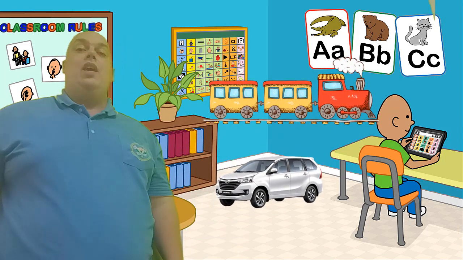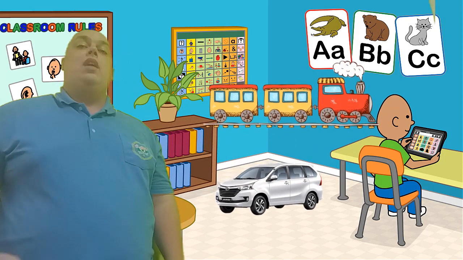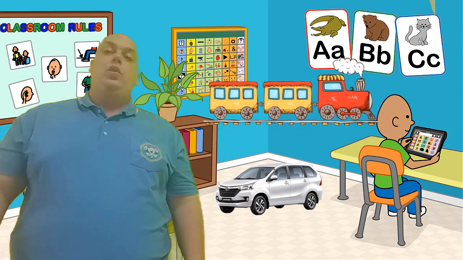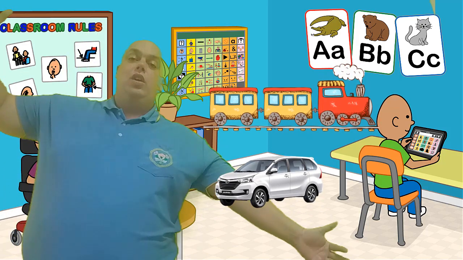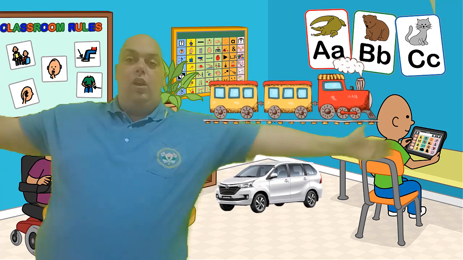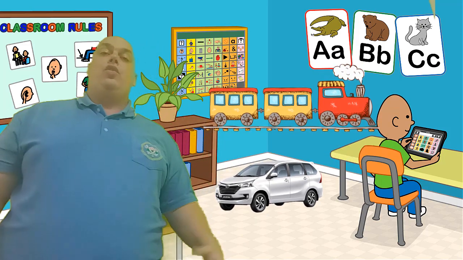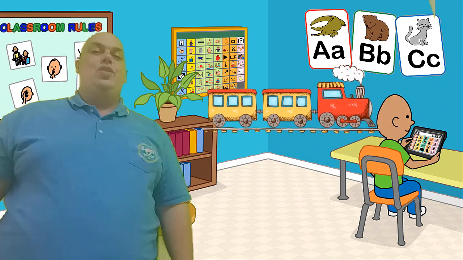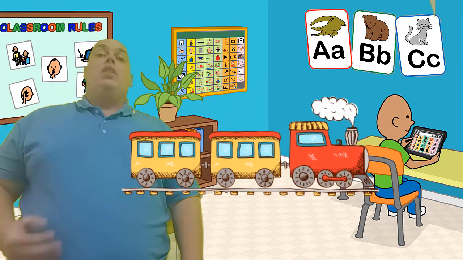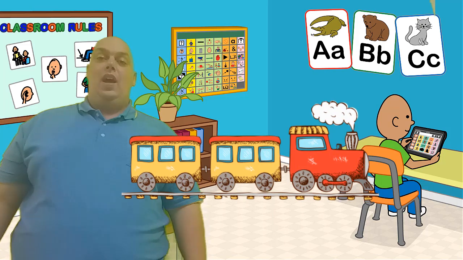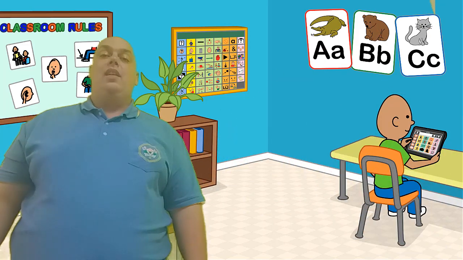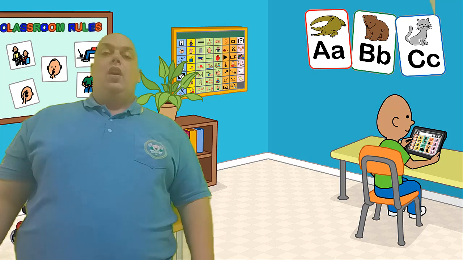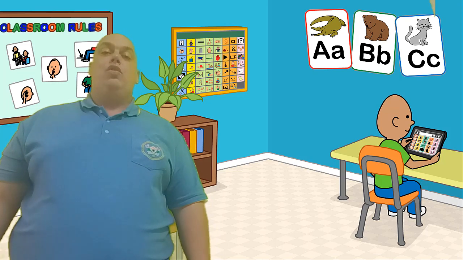Okay, so let's have a look at these two pictures over here. Over here you can see a train and a car. Now, out of these two pictures, which one do you think is longer? Which one is longer? Is it the train or is it the car? Very good. The train is longer than the car. Yes, the train is longer than the car. Okay, let's have a look at the next two pictures.